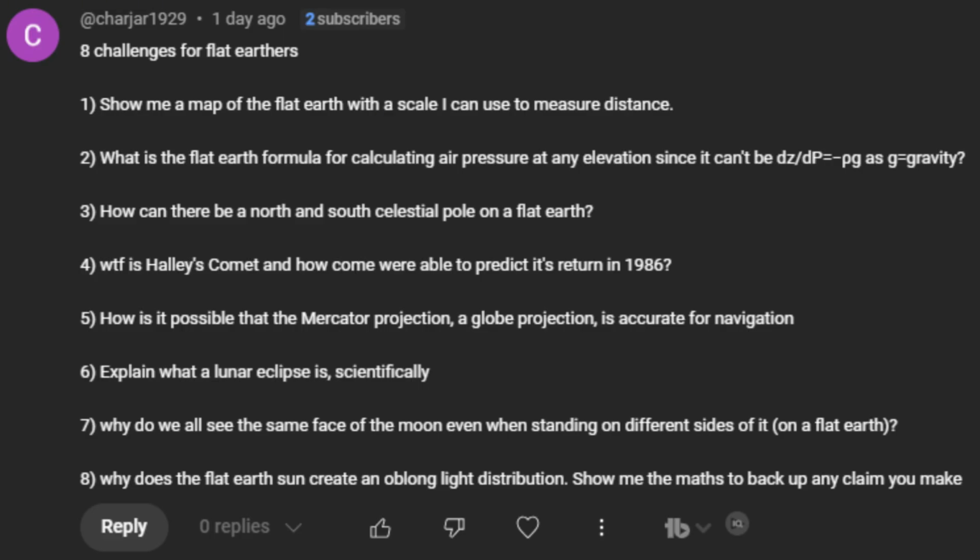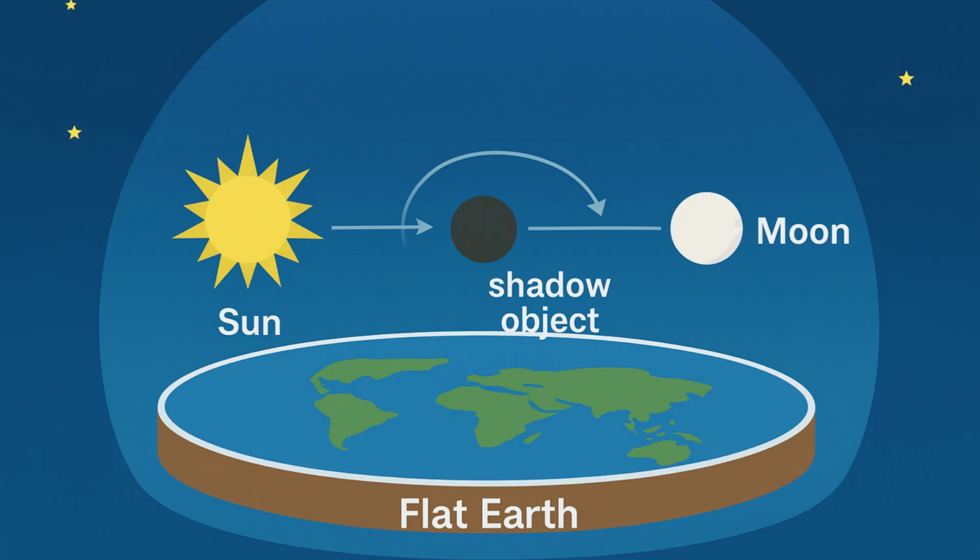Sixth, a lunar eclipse. In the flat Earth model, the eclipse is caused by an as yet unidentified body, sometimes called the shadow object or Rahu, that passes between the sun and the moon. It's not the Earth's shadow because on several recorded eclipses, the sun and moon are both above the horizon. This hidden body better explains those anomalies.